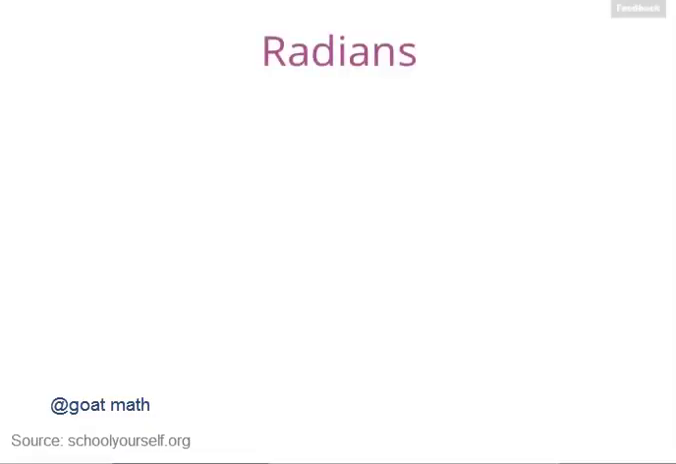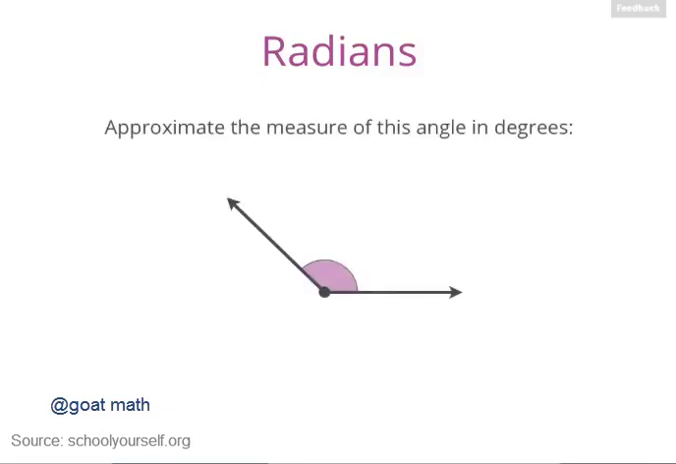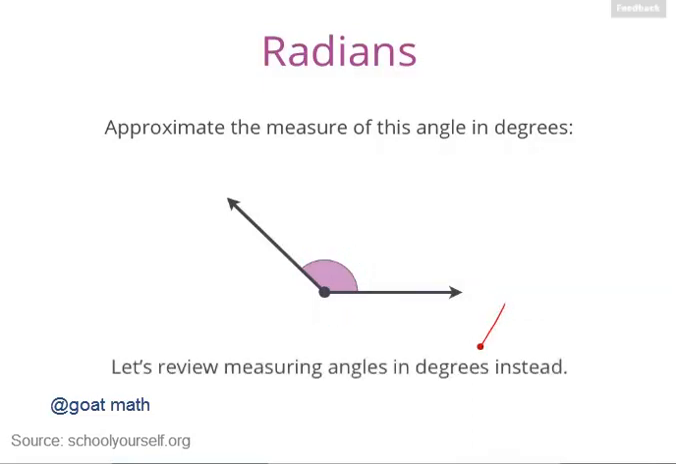Radians are units for measuring angles. But before we get started, let's see if you remember how to measure angles using degrees. How many degrees are in this angle here? To review how to measure angles in degrees instead, click down here.